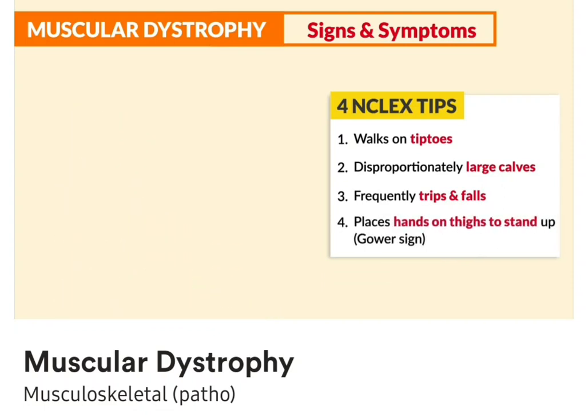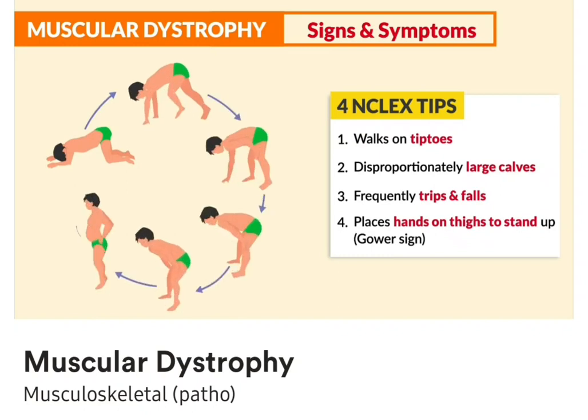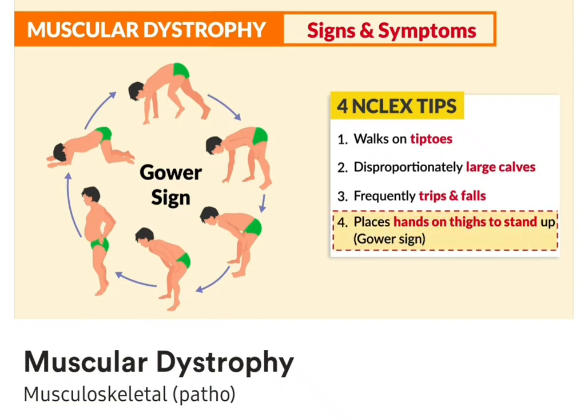And number 4, which is probably the biggest sign here, the child places their hands on the thighs to stand up, known as the Gower's sign. Now this was huge on the NCLEX. So know those key terms. Hands on the thighs or the knees to stand straight up. Very slow in getting up. So pause the screen and look at this sequence here and write down these top 4 NCLEX tips.